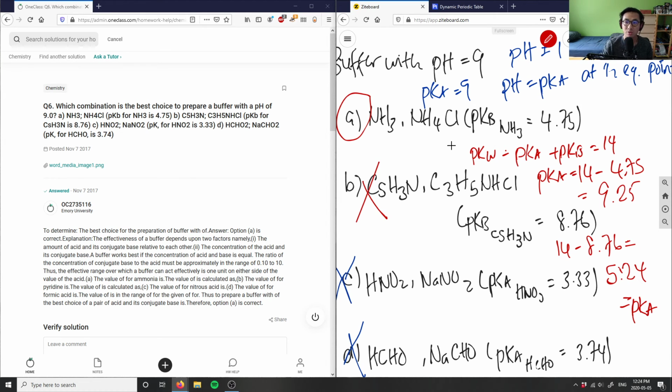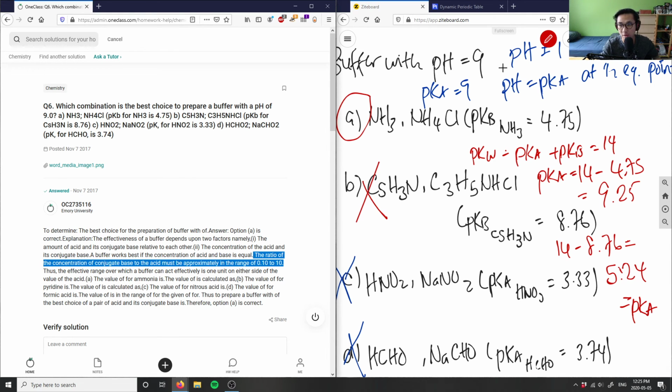So for number 8, A here is correct, because again, you need to know the relationship between pH and pKa, and you have to know that the pH has a tolerance of plus or minus 1 pH, right? Remember, pH goes by a logarithmic scale, so the ratio goes from 0.10 all the way up to 10. The ratio of concentration of conjugate base to the acid must be approximately in the range of 0.10 to 10, or you can say the pH between plus or minus 1, and the buffer can act effectively on each side. So we care about that, and it says a buffer works best if the concentration of acid and base is equal. So the concentration of acid and base have to be equal in order for us to get a good buffer.